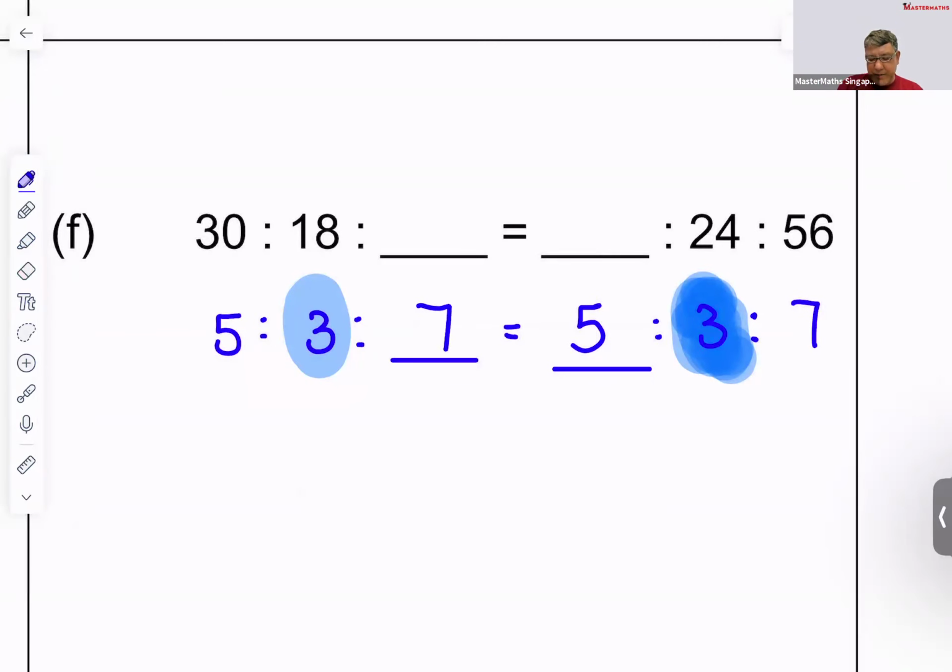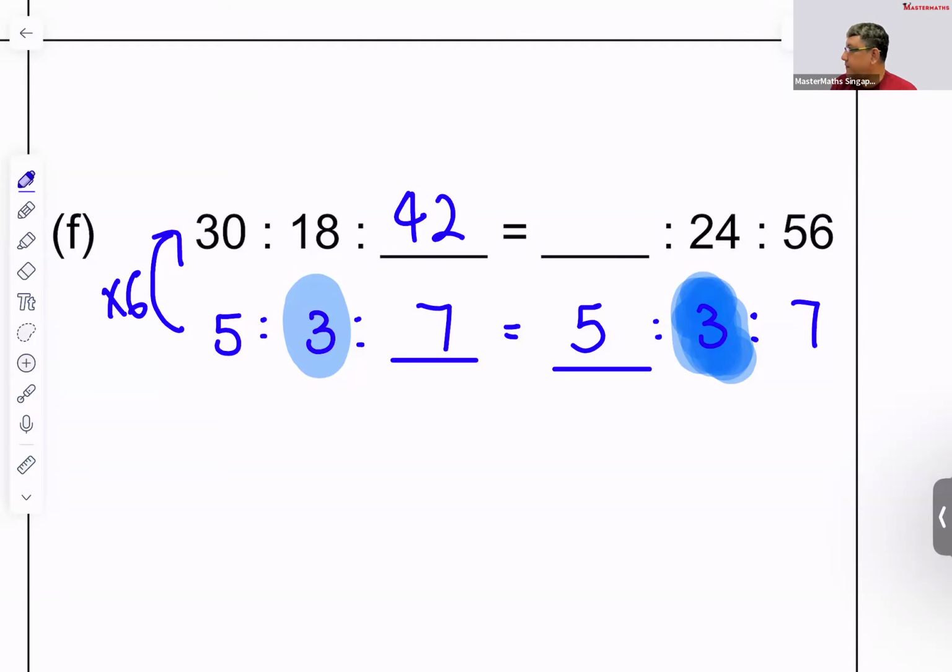Then I'm going to work backwards. What did I do? From 30 to 5, I divided by 6. So when going up, I times 6. So 5 times 6, 30. 3 times 6, 18. 7 times 6. So the answer here is 42.